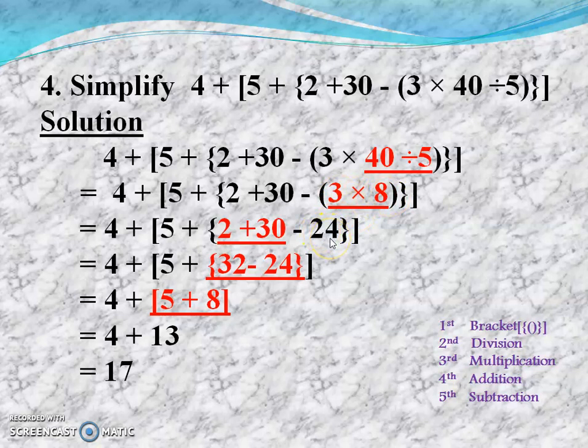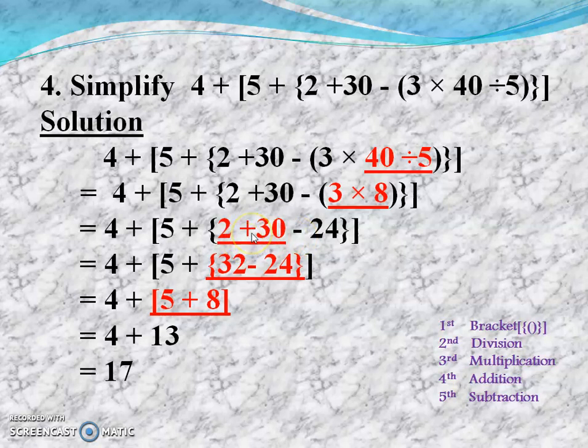Now our small bracket has been removed. All the numbers are as it is. 4 plus 5 plus 2 plus 30 minus 24. Since our small bracket has gone, we have got the curly bracket to solve. Now inside the curly bracket, we have got plus and minus. Among plus and minus, first of all we should add.